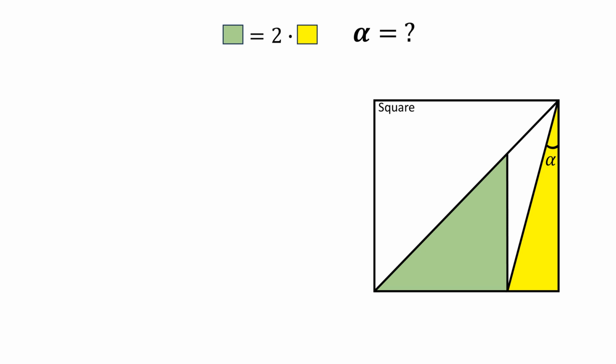Let's begin to solve the question. The question is, we have this square and this green area is equal to 2 times this yellow area. How to calculate this angle alpha? How can we solve this?